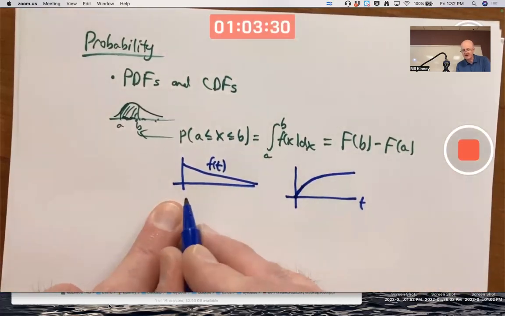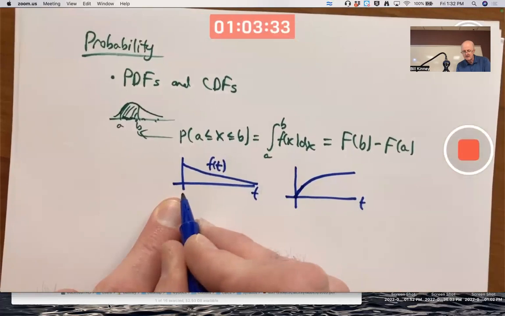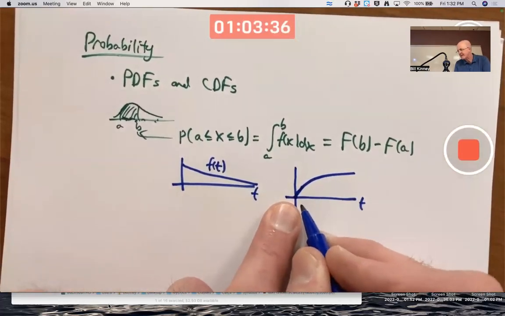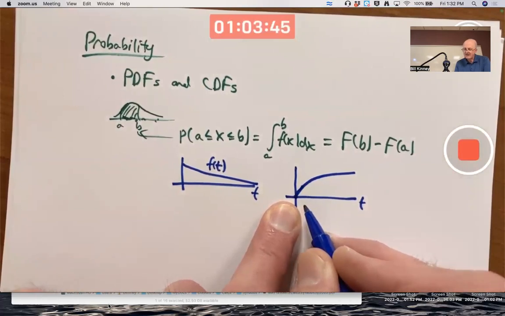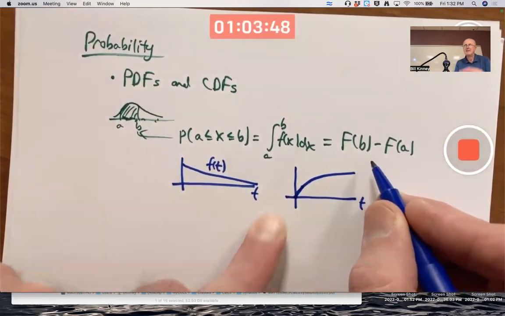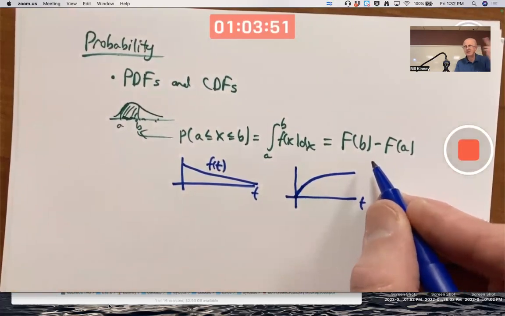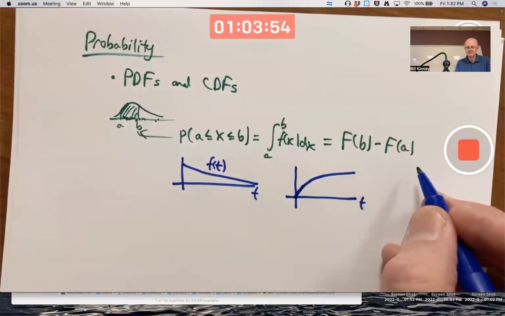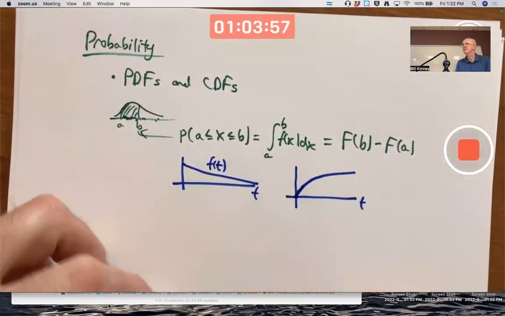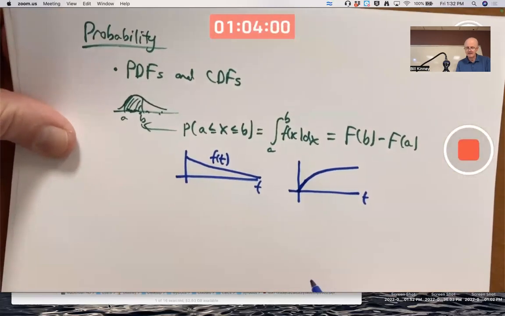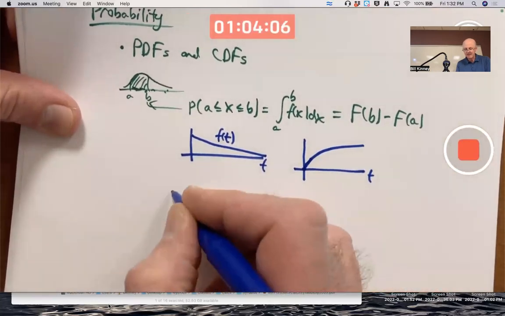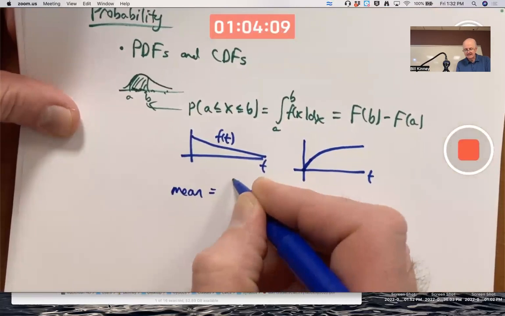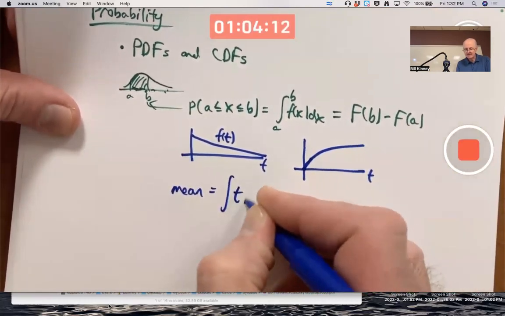The smallest possible value of t, which is 0, has got to be the starting value, you might say, for the CDF. Capital F of 0 would have to be 0. You don't actually need that fact to do the integral. In fact, you could even have a plus c in the formula for the CDF and still do the integral because the plus c would cancel. But technically speaking, the CDF has to start there. And in this kind of model, which is what came up on the exam, the mean is the integral of t times the PDF.